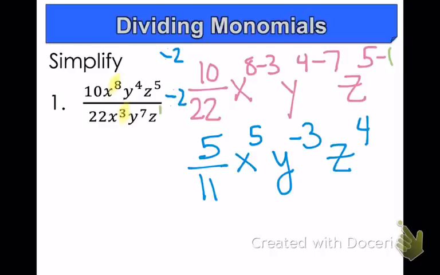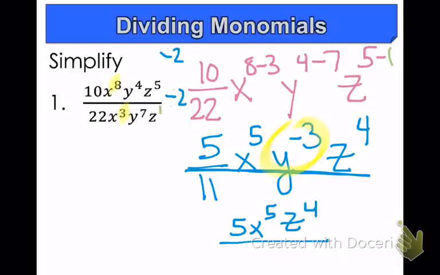So for now, we're going to keep the negative there, just to simplify. Now, third step is to make everything positive. So the way we can think of this is everything is currently on the top. So let's go ahead and move just the y to the bottom. So let's write out our final answer. 5x to the 5th, z to the 4th, and in the denominator we have the y to the now positive 3. Here is my final answer.